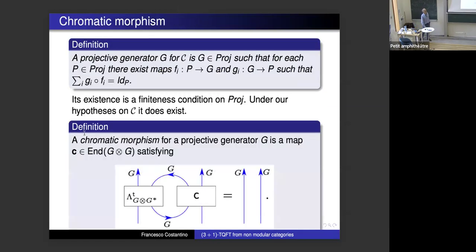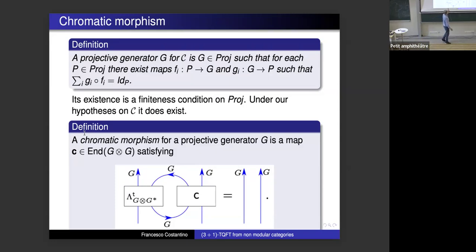So a generator is just an object, a projective object, which is basically, think of it as the direct sum of all the projectives in the indecomposable, okay? So asking that such an object exists, it basically amounts to saying that the ideal of projectives is finite dimensional, it's finite. You have finitely many indecomposable projectives. So it's a kind of finiteness condition here.